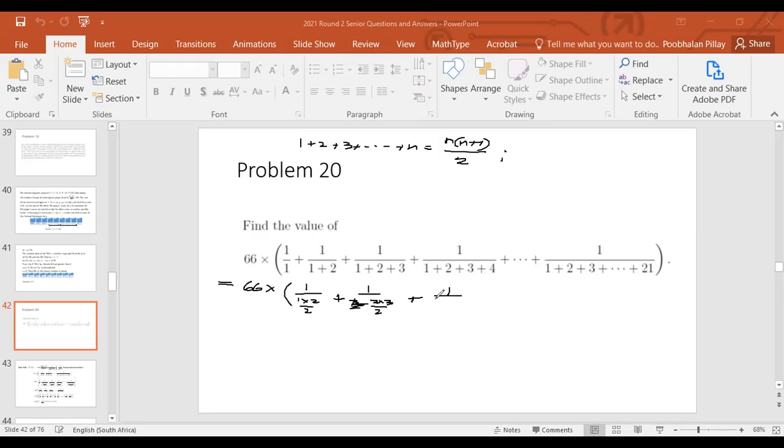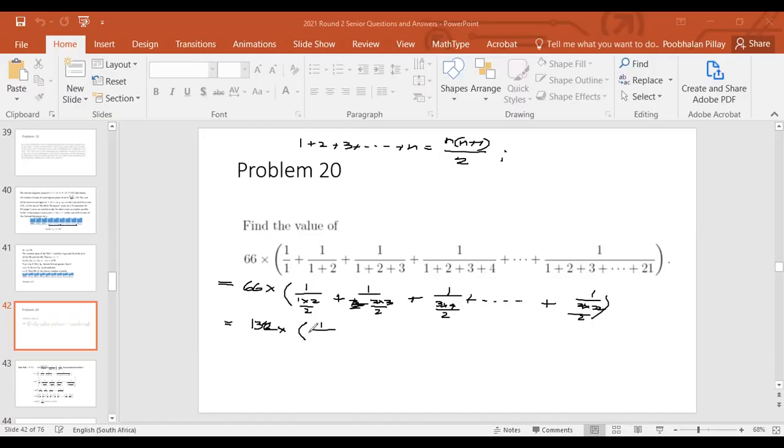Here it's 1 over 3 times 4 over 2. That's 1 plus 2 plus 3 gives you 6. And 3 times 4, 12 over 2 is also 6. So it goes on like this. And here it's 1 over 21 times 22 over 2. So you can see the denominators are all fractions with the same denominator throughout. When you invert it, you're going to get 2 going to the top. So I'm going to take the 2 right out and make this 2 times 66, which is 132 times.